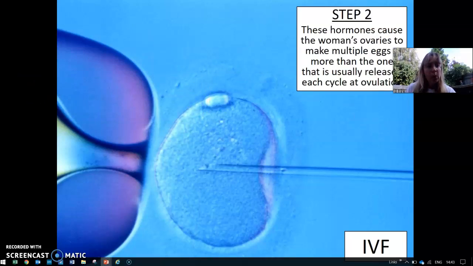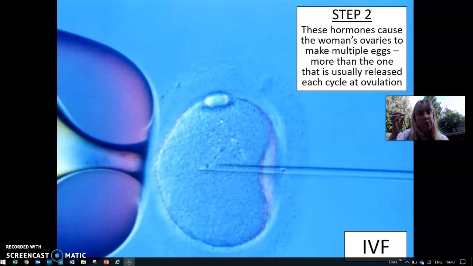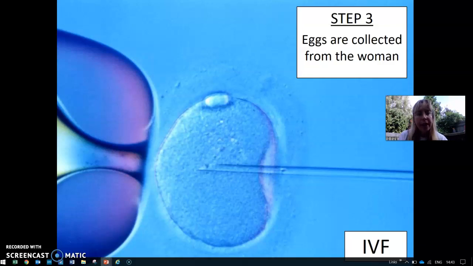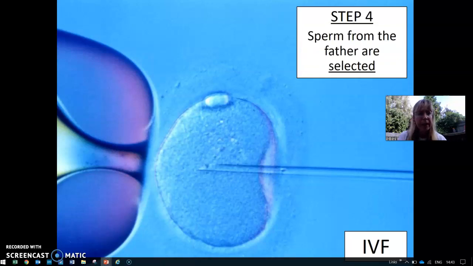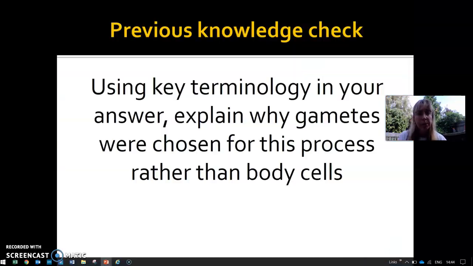In step 2, we know that the hormones often cause the woman's ovaries to make multiple eggs. So that's much more than is usually released each cycle. Those eggs are then collected from the woman, and then sperm are selected from the father. So they use a microscope to make sure that they are selecting the strongest sperm.